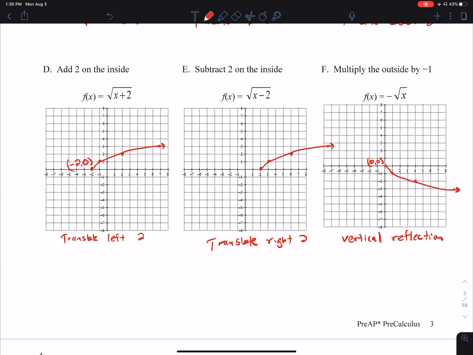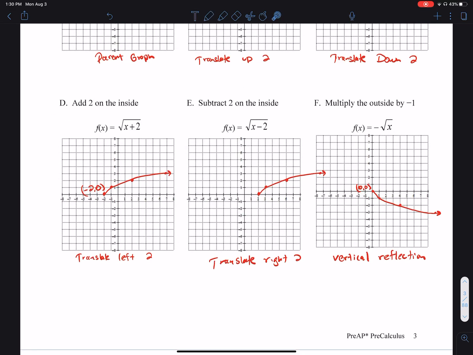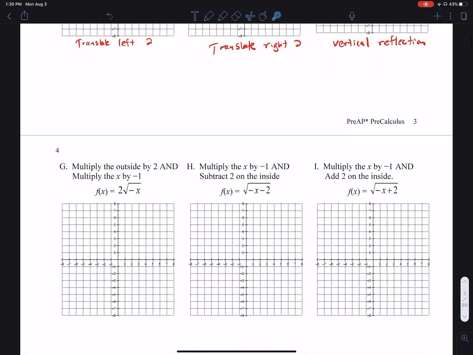What you want to be thinking about when we're going over these things: how did I know this translated to the right 2? What about this equation told me that? What made me go to the left 2 in this one? What made me do a vertical reflection in this one? Continuing.